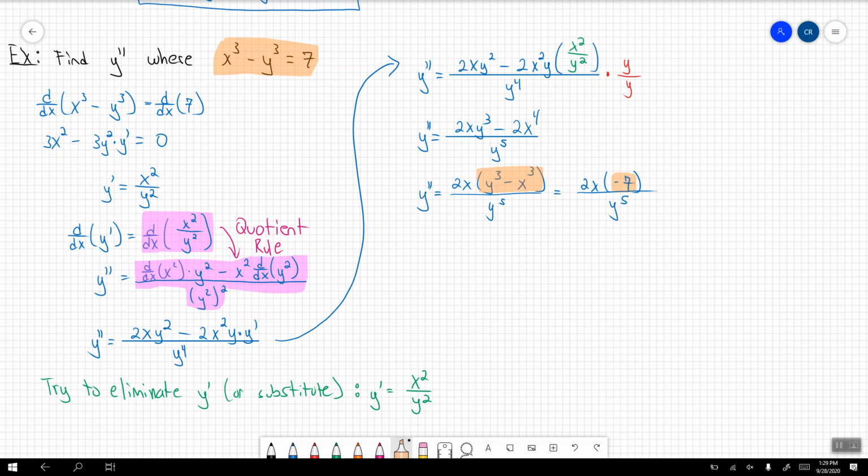Check that out. That is awesome. Simplifying this, y double prime now becomes negative 14x divided by y to the fifth. And our second derivative no longer depends on the first derivative. That is where we want to be.